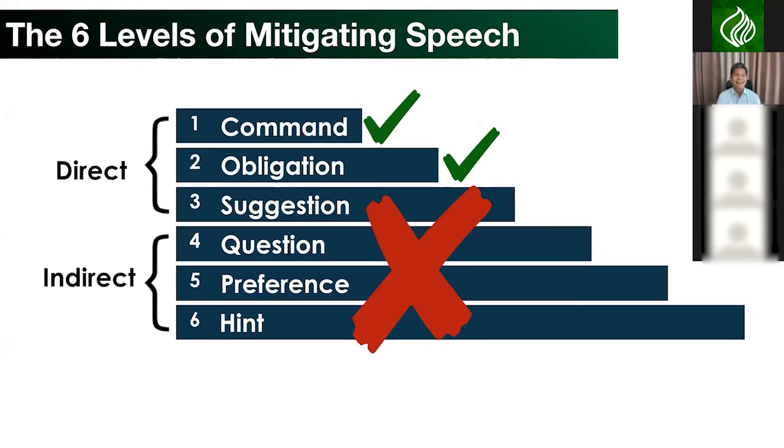There are 6 levels of speech or communication. The first level is a command. The second is obligation. In crisis situations, it is best to use number 1, command, and number 2, obligation. We cannot use 3, 4, 5, 6.